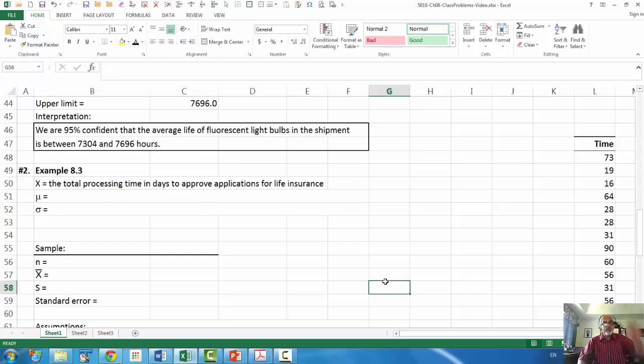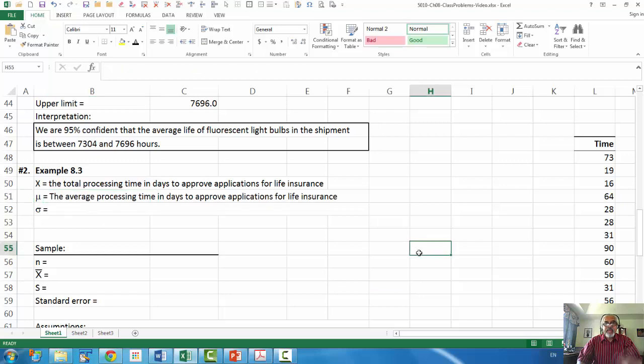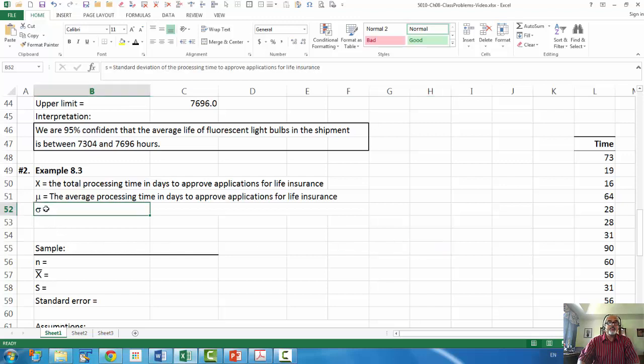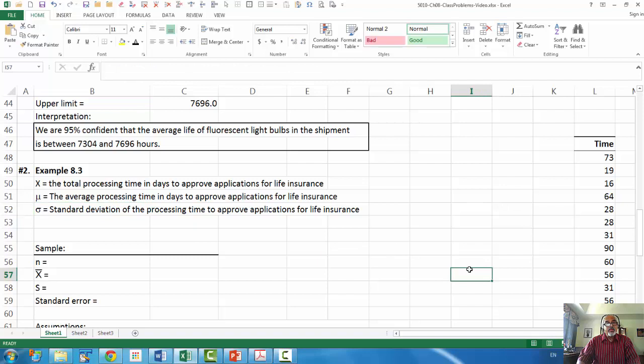So X here is the total processing time in days to approve applications for life insurance. Mu is the average processing time, and of course, we don't know what that average is. We want to get more information about that. Sigma is the standard deviation of the processing time, and we don't know that value either. So we have to rely on the sample.